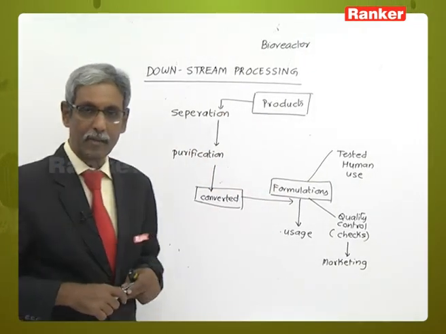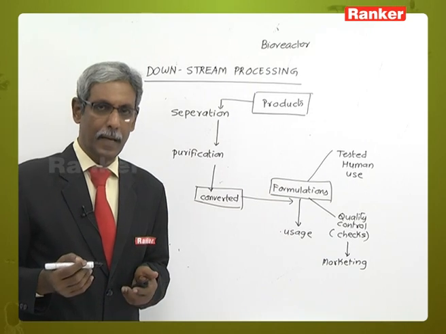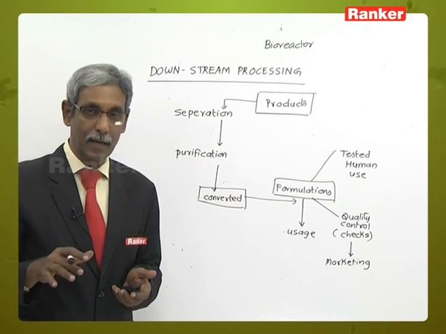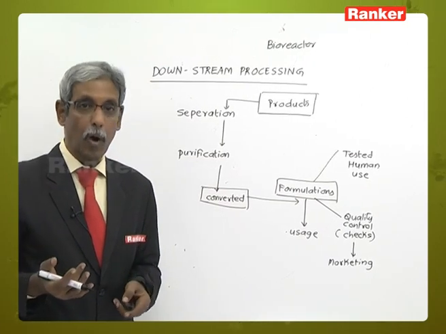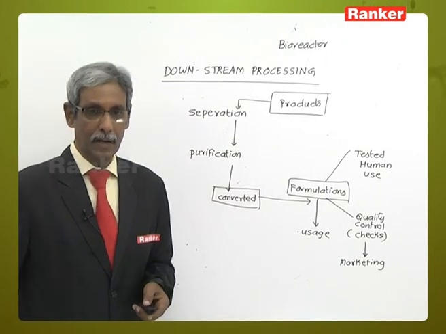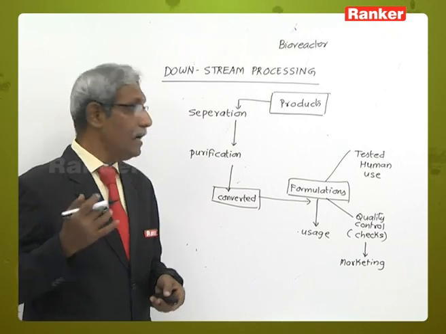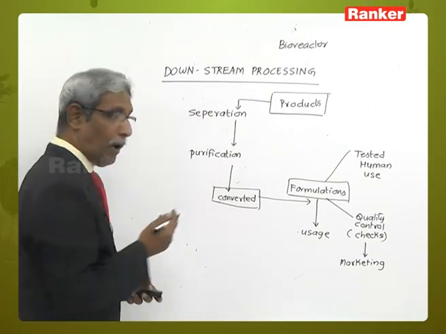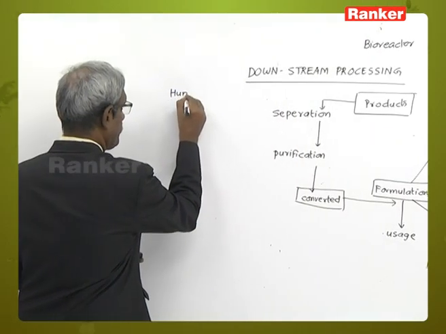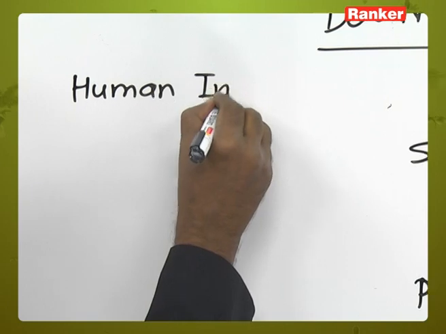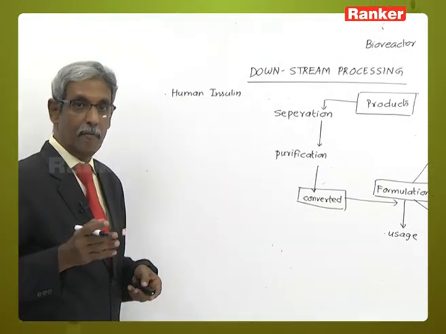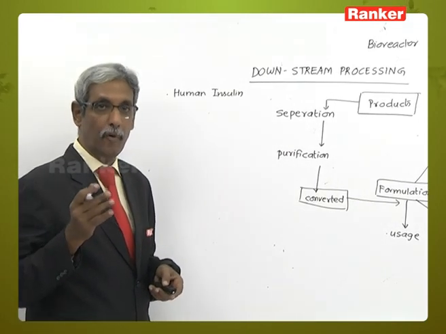So, if we take a biotechnology or a recombinant DNA product like an insulin molecule or a vaccine or a therapeutical, all of these primarily undergo downstream processing. Now, downstream processing is very important primarily because the products could be of varied types. The products could be human insulin, which is primarily used as a therapeutical for diabetes.